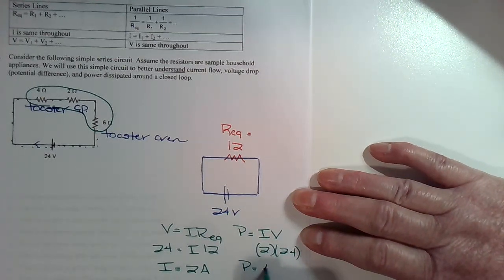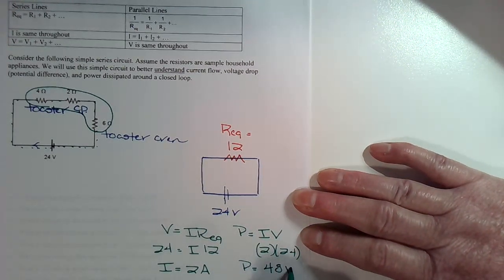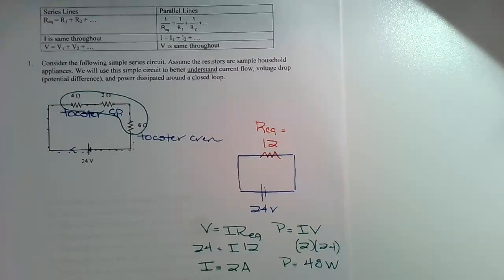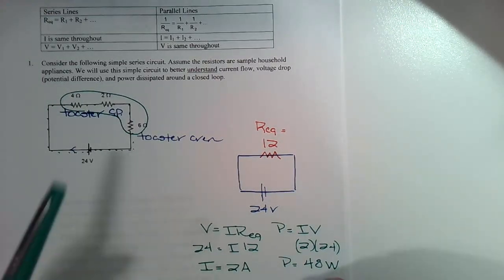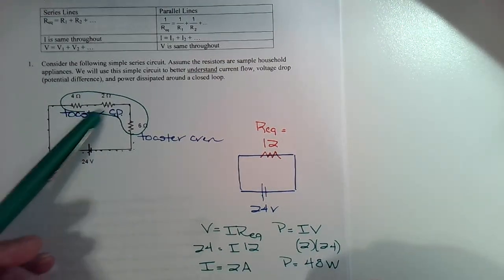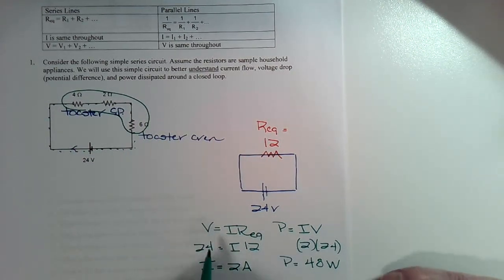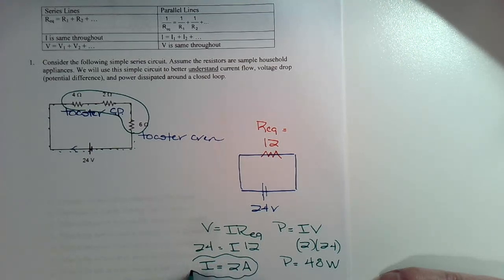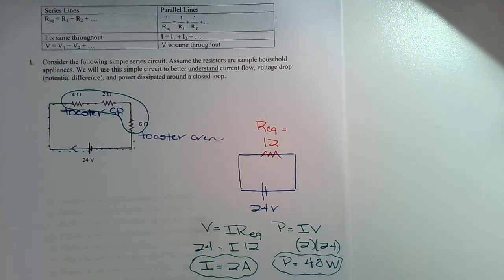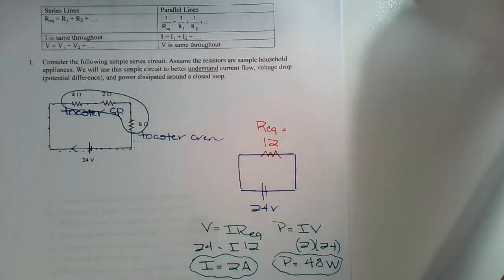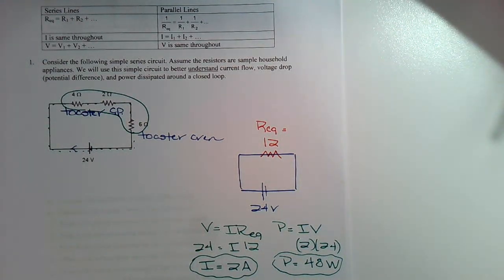And so my power is going to be 48 watts. All right, so one more time. Every time you have a circuit, you find your equivalent resistance, and then you do V = IR and P = IV, and you always want to know the current coming out of the battery, and you always want to know the power used by the whole circuit. All right, so now we're going to insert the circuit chart.